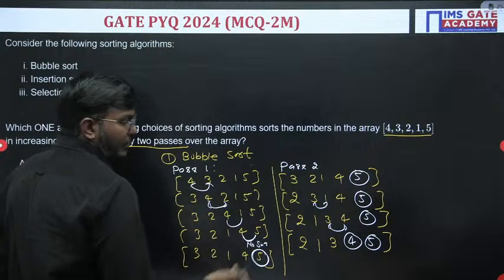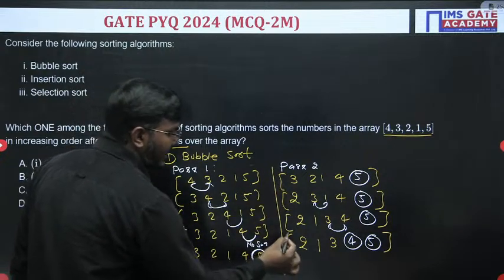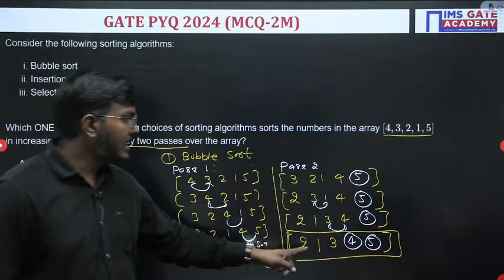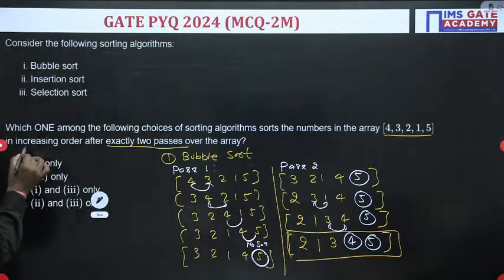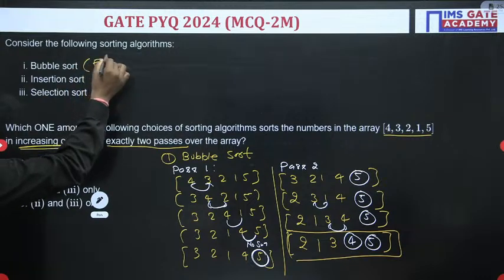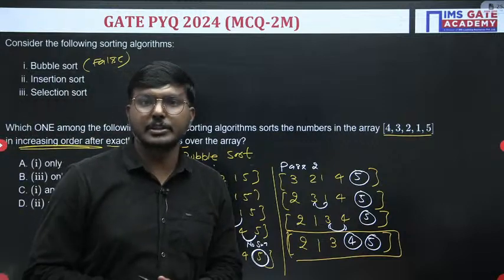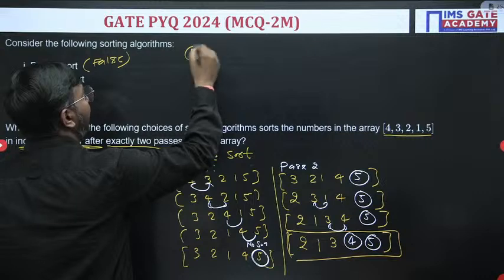If you check clearly, after exactly the second pass, the array is not sorted. Understood? It means after 2 passes of bubble sort, we are not getting the increasing order of the array. So the first statement is false; this statement is not possible. Getting my point? Fine. Now see how insertion sort works. Second is our insertion sort.